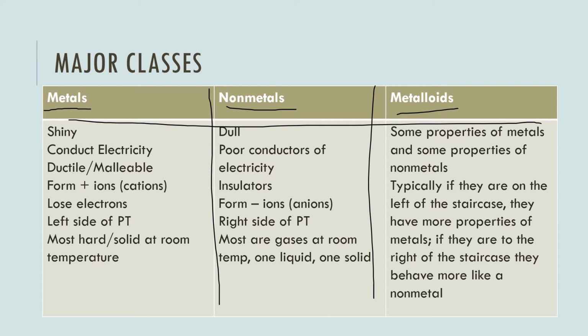For nonmetals, typically they're the opposite of metals. They are dull, poor conductors of electricity. They're great insulators. They form negative ions. They're found on the right side of the periodic table, and most of them are gases at room temperature. One exists as a liquid, that's bromine, and one exists as a solid, it's iodine.